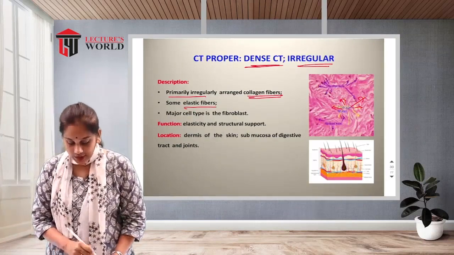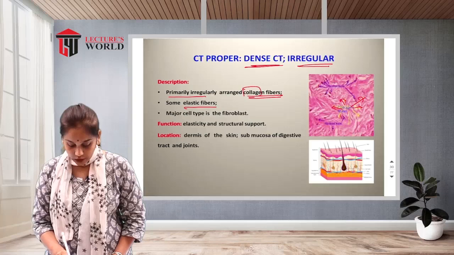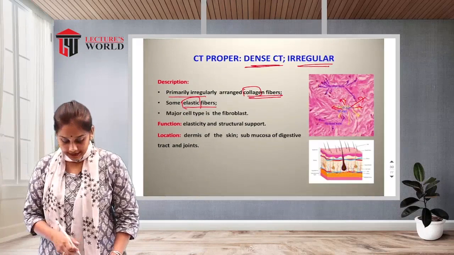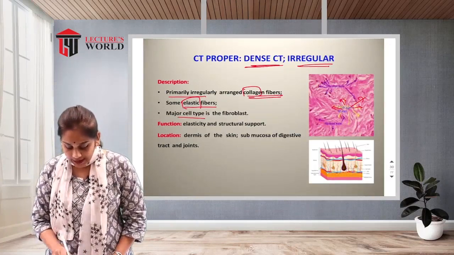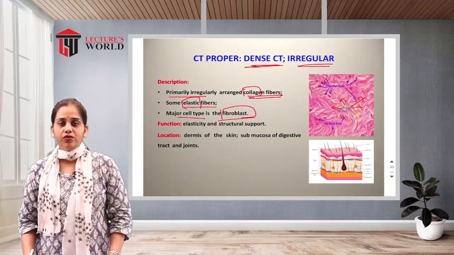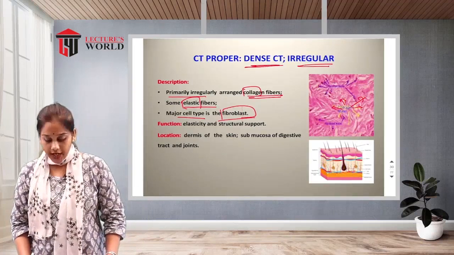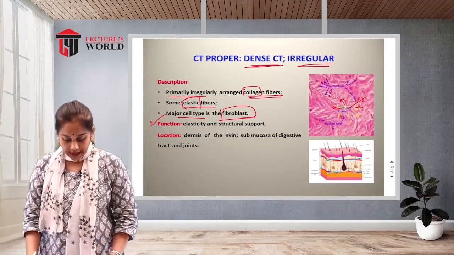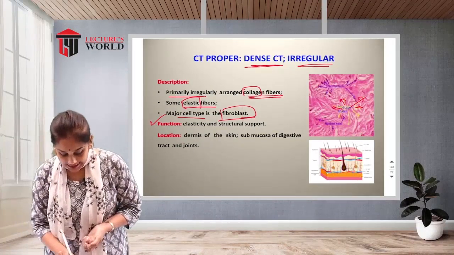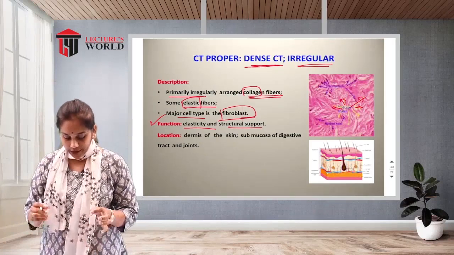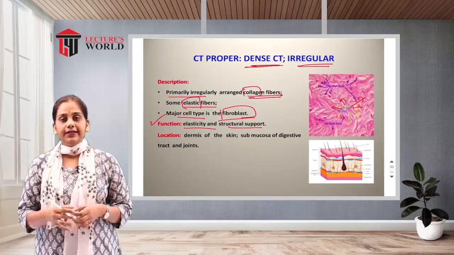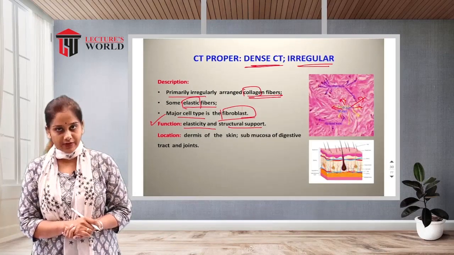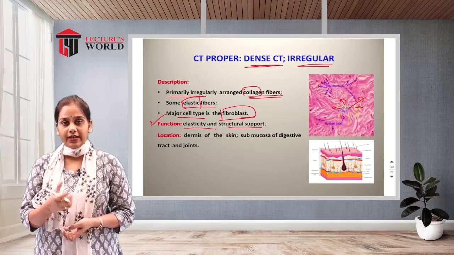There are also some elastic fibers. So mostly two types of fiber, collagen fibers and elastic fibers, are located in irregular dense connective tissue. The major cell type is the fibroblast. What is the function of irregular dense connective tissue? It provides elasticity and structural support. Elastic fibers provide the elasticity, and the collagen fibers, which are very tough and highly tensile, give structural support.